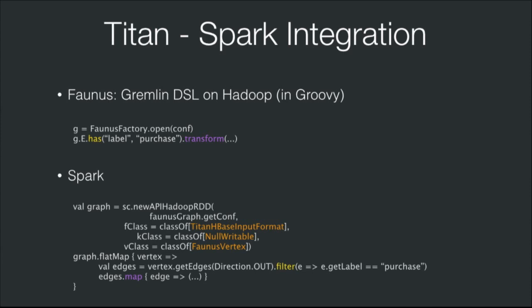You can see here the similarities between the Faunus DSL, which has filters and projection methods, and the Spark API. So the natural Spark API out of the box gave us very similar functionality to a DSL.